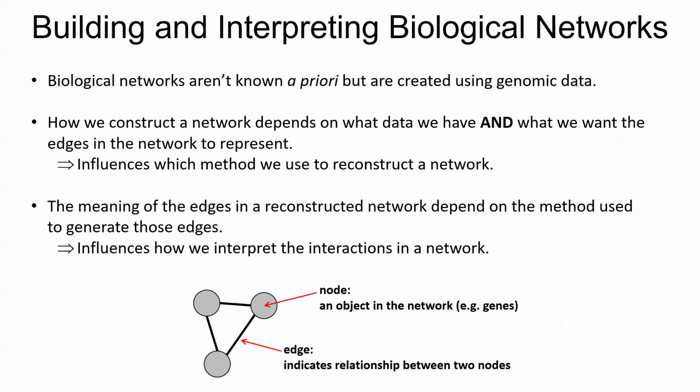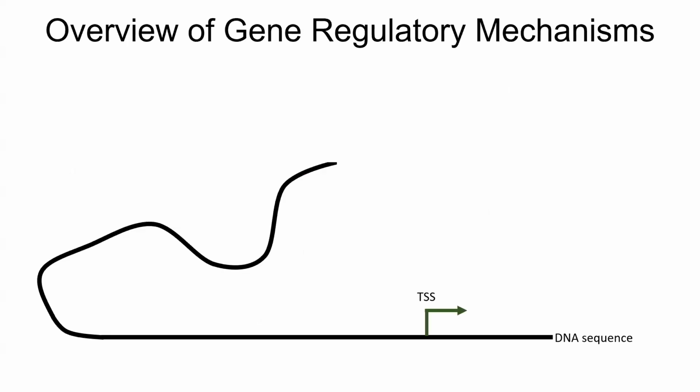So how do we get a gene regulatory network? Well, biological networks, and in particular gene regulatory networks, are not known a priori. Instead, they are created using genomic data. How we construct a gene regulatory network will often depend on what data we have and what we want the edges in the network to represent. It influences the method we use to construct the network. The meaning of the edges in a reconstructed network depends on the method used to generate those edges. It's kind of the flip, right? And it's going to ultimately influence how we interpret the interactions in a network.